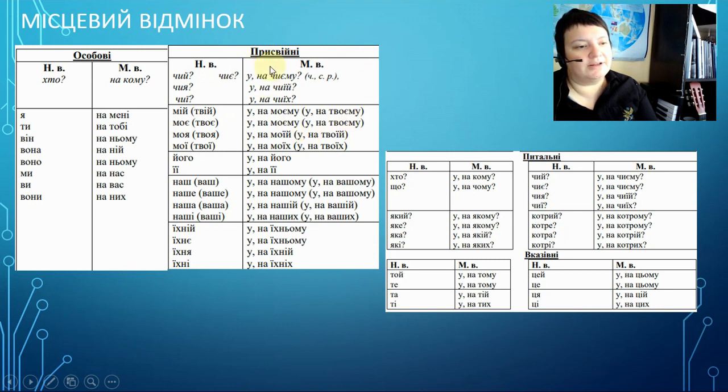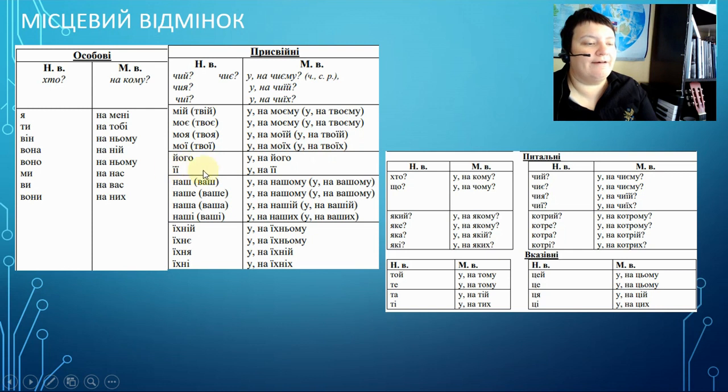And locative case of these possessive pronouns, in whose or in which ones, or on whose, on whom. Okay, let's find out the forms. У, на моєму, in, on my, у, на твоєму, in, on your, masculine. And the same form is neuter. У, на моєму, у, на твоєму. Feminine. У, на моїй, у, на твоїй. And plural. У, на моїх, у, на твоїх.